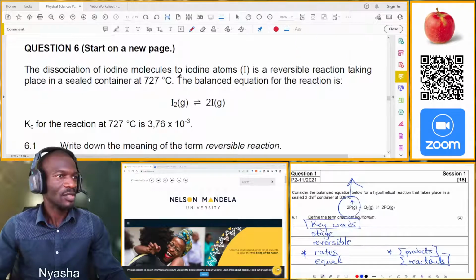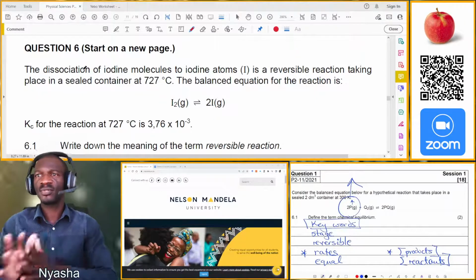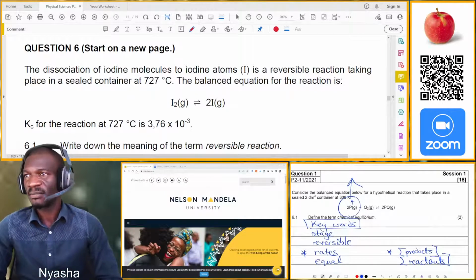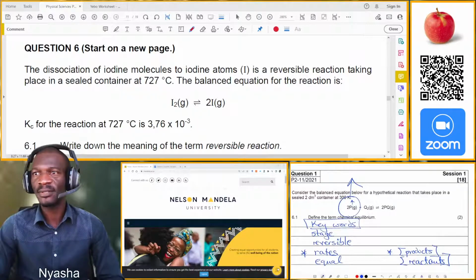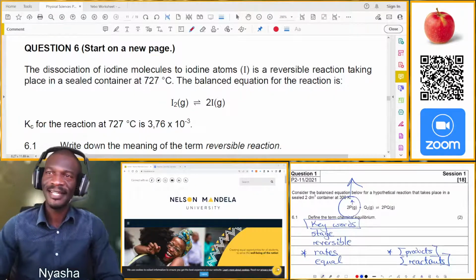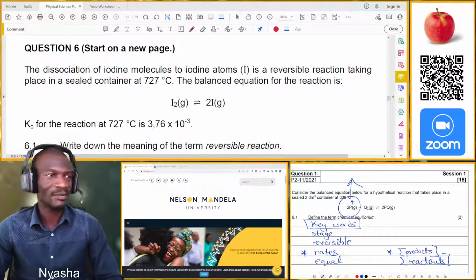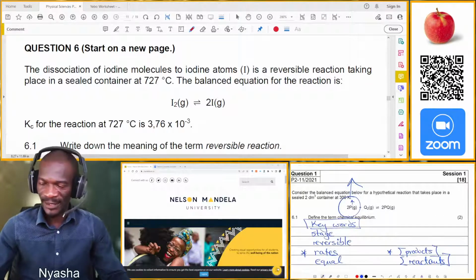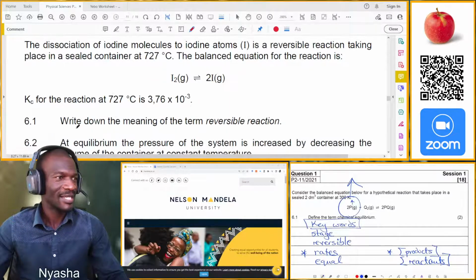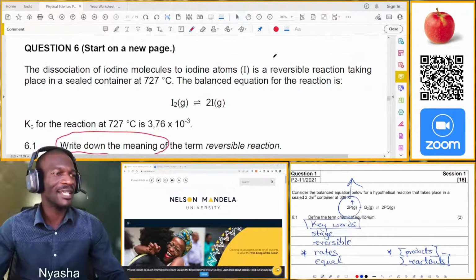So look at the first question. So it has to do with the dissociation of iodine molecules to iodine atoms, right? It is a reversible reaction taking place in a sealed container at 727 degrees Celsius. The balanced equation for the reaction is given, right? Kc for the reaction is 3.76 × 10^-3, right? So look at what we have as their first question. Their first question, write down the meaning of the term reversible reaction. Look at that. Write down the meaning of. So you are basically giving a definition.